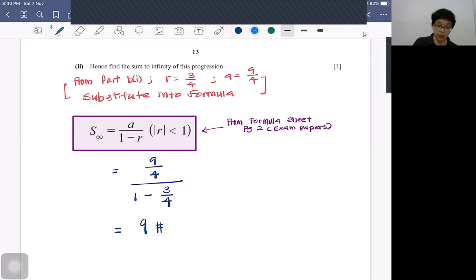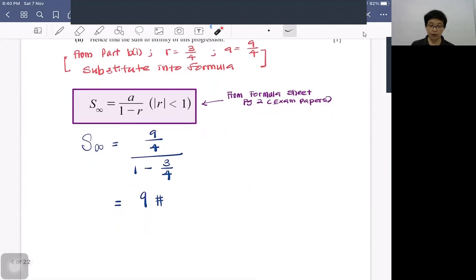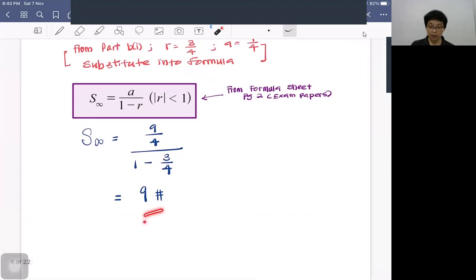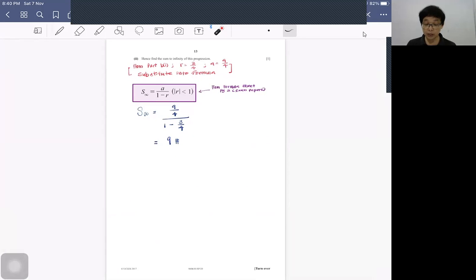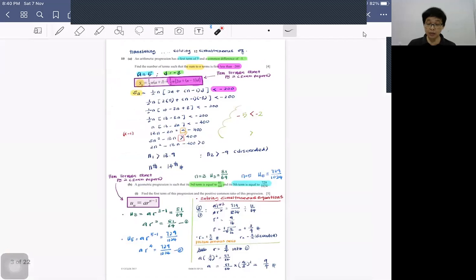And so what you do now is you just take sum to infinity equals, substituting the a, which is 9 over 4, and then the r you already found as 3 over 4. With a little help of a calculator, you get that as 9. Nice. So what a great experience. So you have done this whole question. All right. So congratulations.